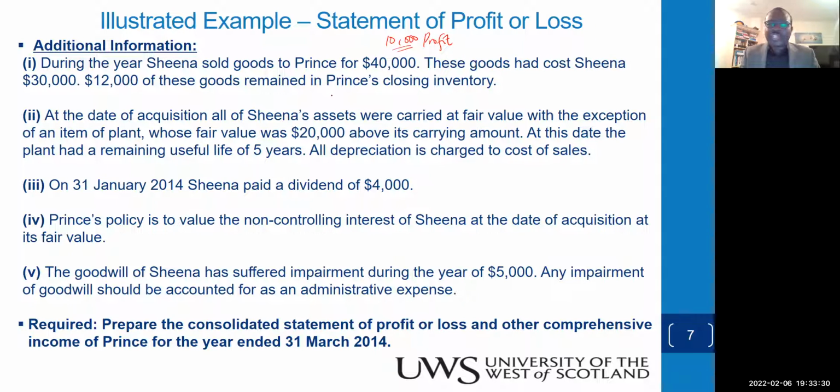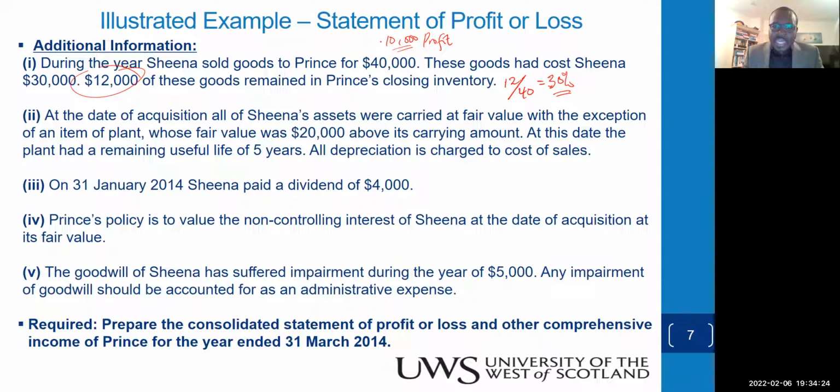Okay, 12,000 of these goods remained in the parent's books. This tells you that of these 40,000, a chunk has gone outside of the group, which we must recognize. The question is, what percentage then remains within? So you simply find 12 over 40, to tell you how much is outstanding. So 12 out of 40 tells you that it's 30% remaining. Now, these 12,000 we have over here include a certain profit element.